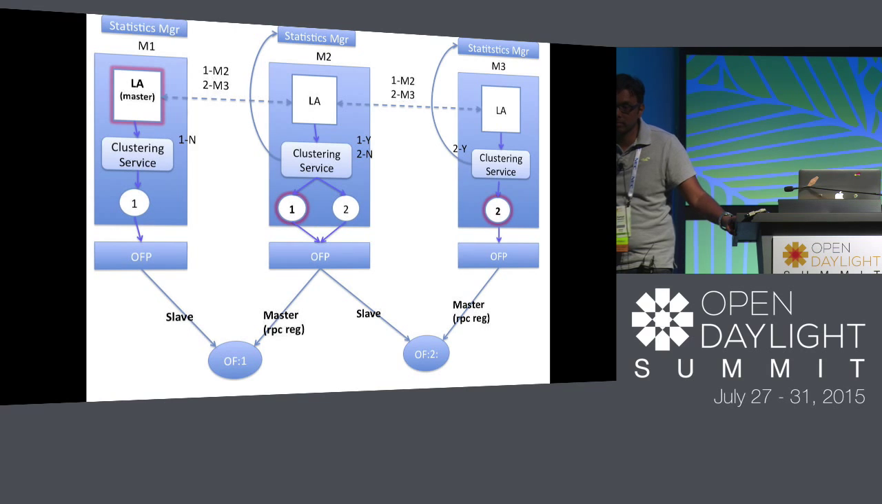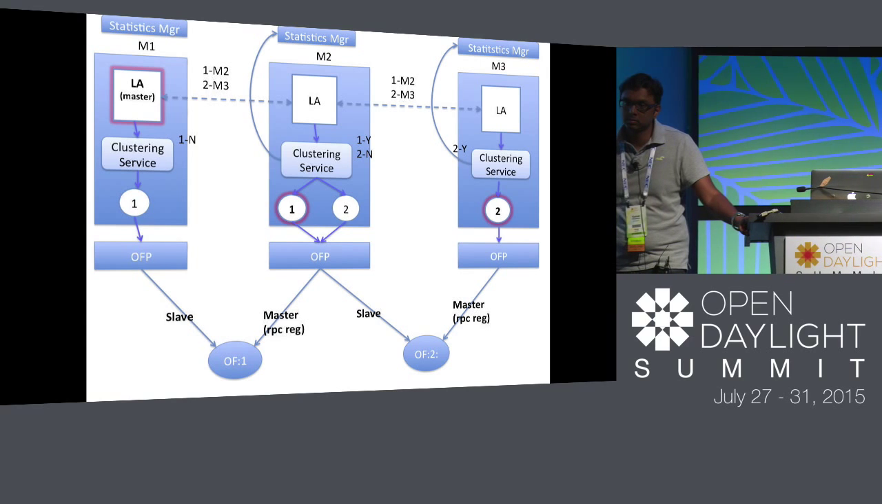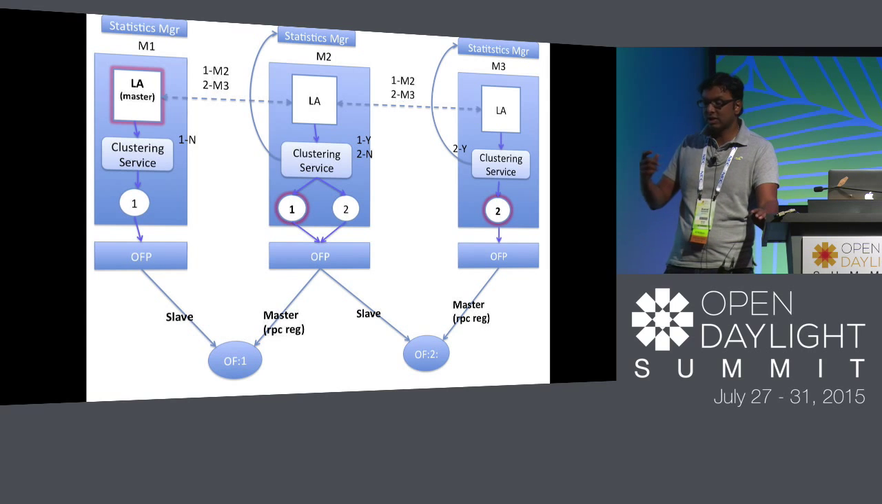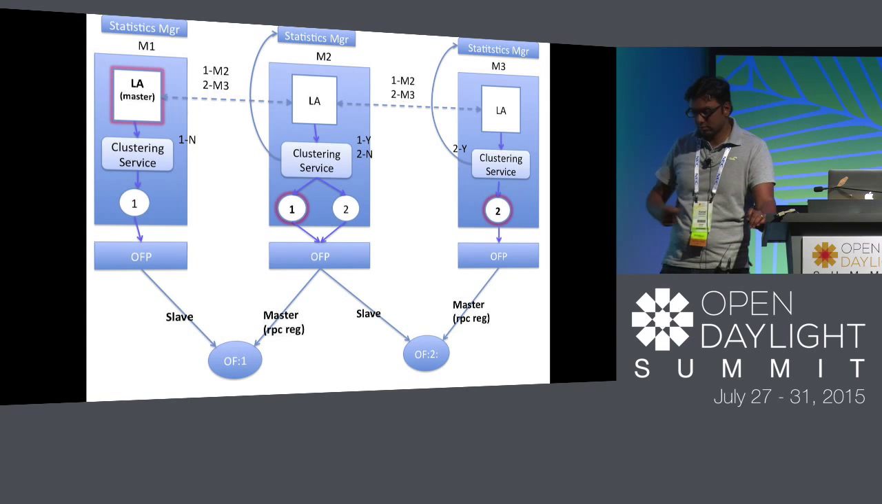So, Kamal, is it possible to have an option where, in order to simplify the application development, I want the master for all of the switches on one of the nodes? Yes, that is based on the strategy which you put in. The strategy can be plugged in, saying that I want all the mastership to be on this one node. Based on the strategy, that node will always be winning the election.